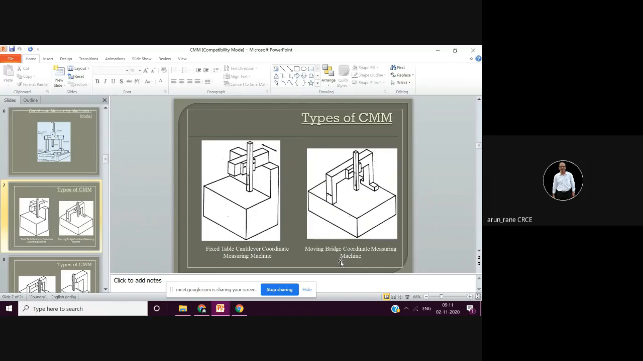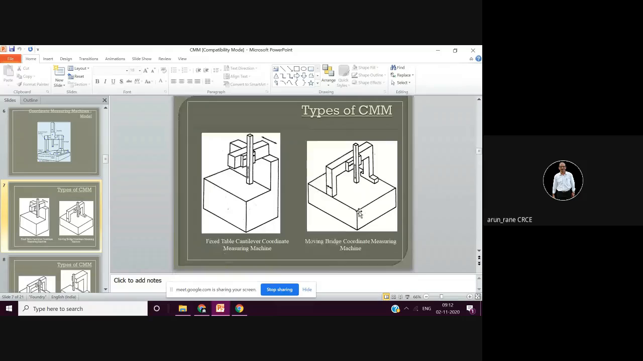Now in moving bridge, what happens? Here, the entire bridge, this C-shaped bridge, is moving across this table. Here it is fixed. Here the entire bridge is moving so that you get a wide coverage. That means you can mount the larger component on this kind of machine. So the area which can be covered is more in this moving bridge coordinate measuring machine.